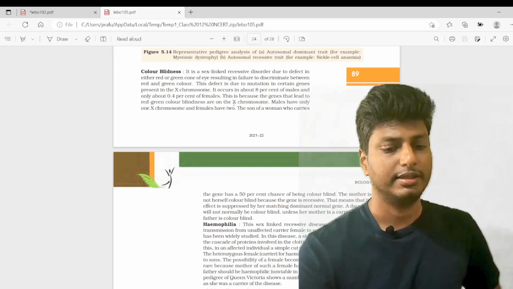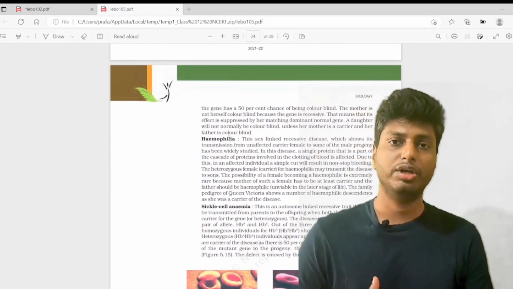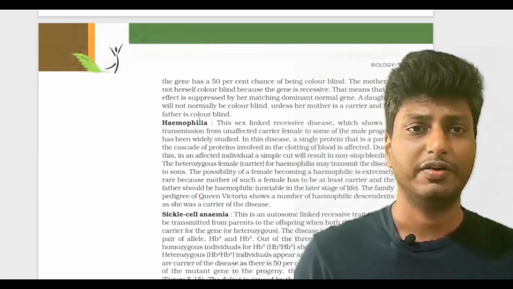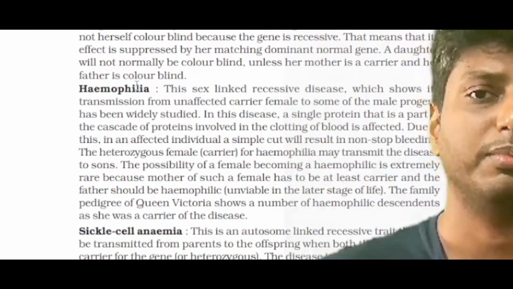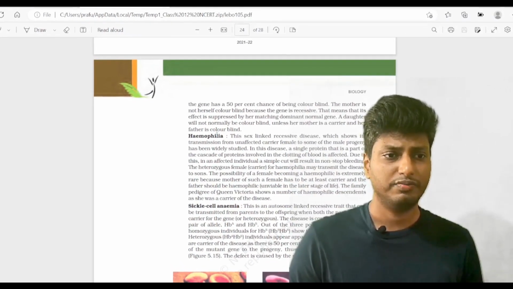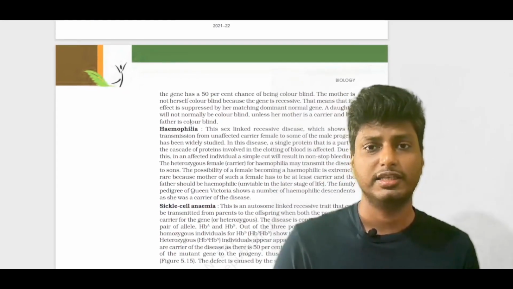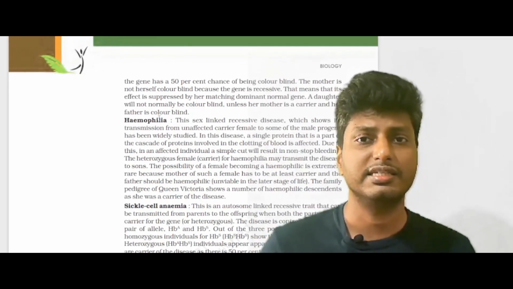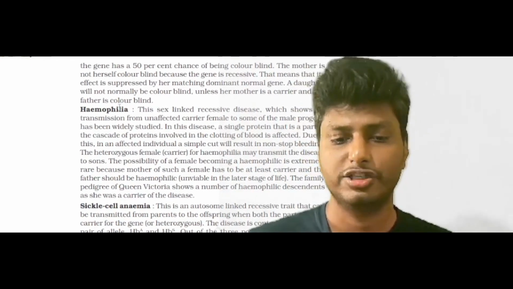So likewise, there are different types of disorders. Here, as you can see, hemophilia. Now hemophilia is basically because of a defect in a gene which is responsible for the formation of clotting factors. This gene is present on the X chromosome, and that's the reason why, dear students, this is basically an X-linked disorder.